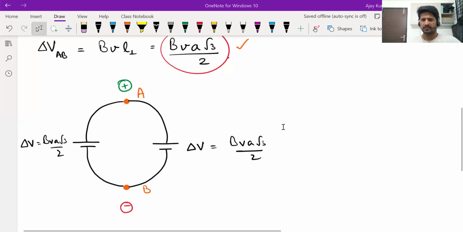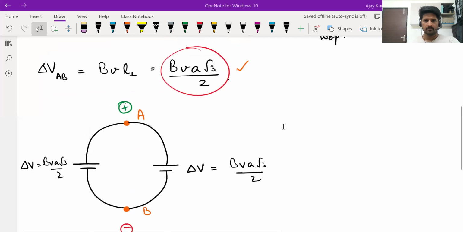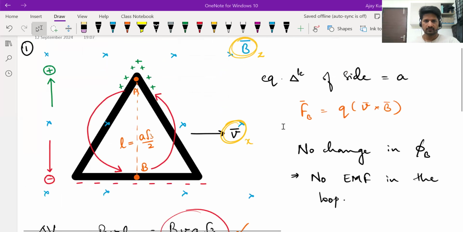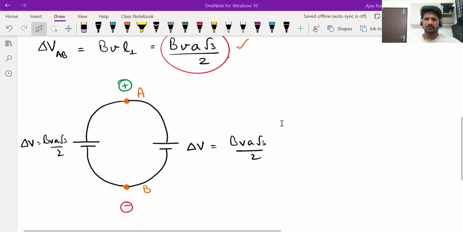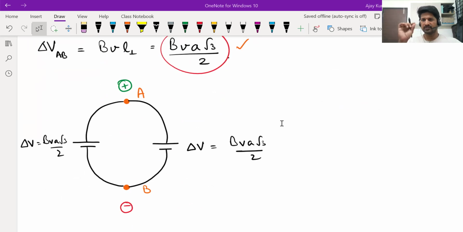Yeah, Rishi, you raised hand, you can ask. So in all cases, when there's no change in flux, there will be no EMF, right? Like in all cases. If magnetic flux does not change, there won't be induced EMF. Okay, sir. Okay. Here also, the entire triangle, if you see as a loop, the EMF is 0. But does that mean there is no potential difference between any 2 points? It is there. There is potential difference.